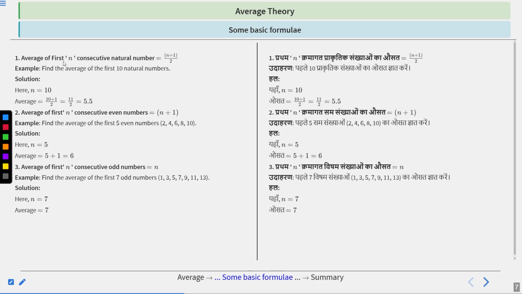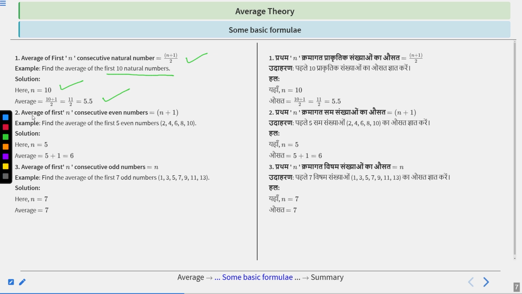Now, average of the first n consecutive natural numbers. We can directly identify that if it is given as the first n consecutive natural numbers, the formula is (n plus 1) by 2. So find the average of the first 10 natural numbers. The total number of terms is n, so the average will become (n plus 1) by 2, which is 5.5.